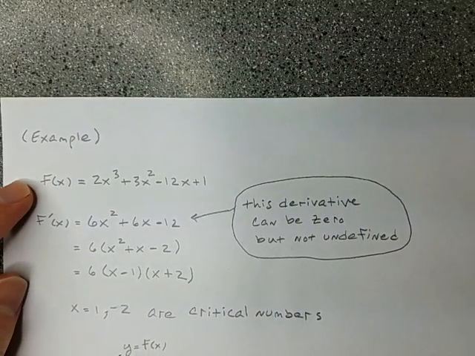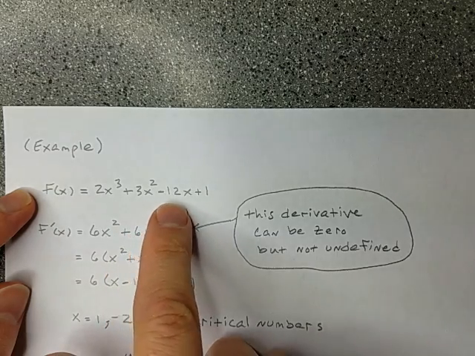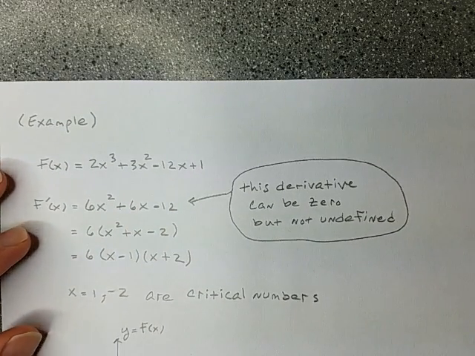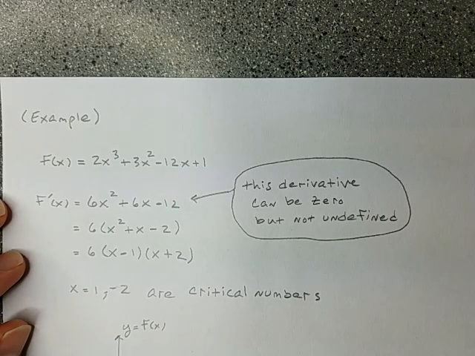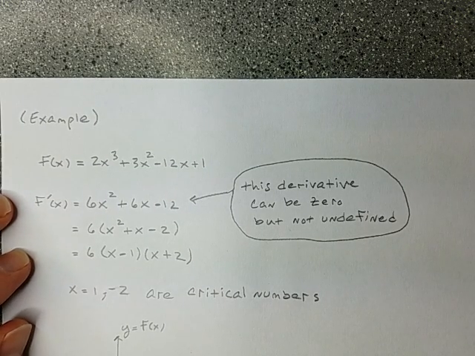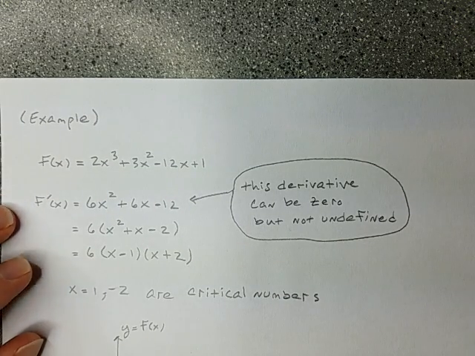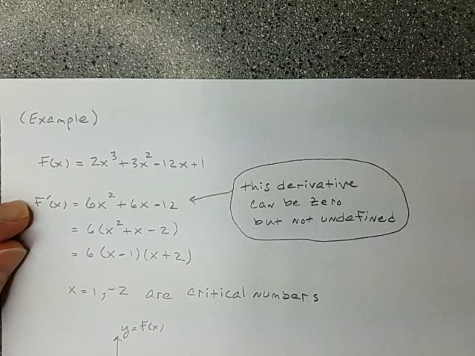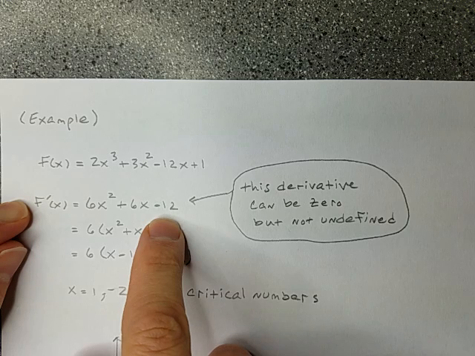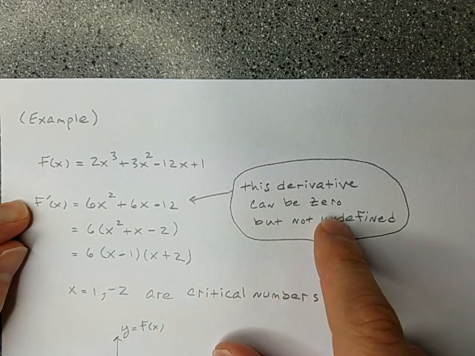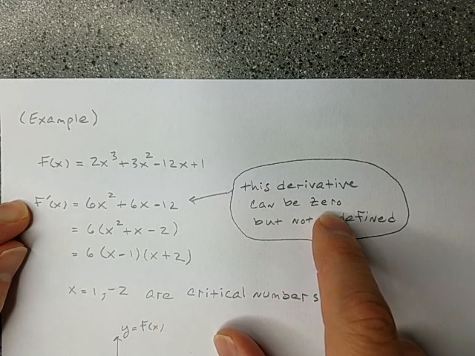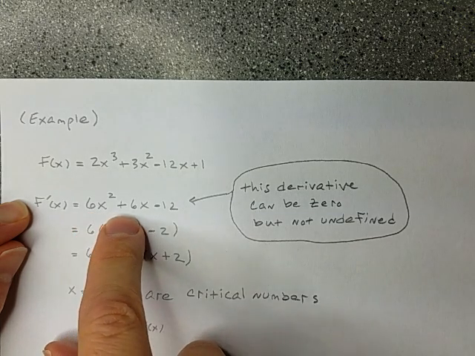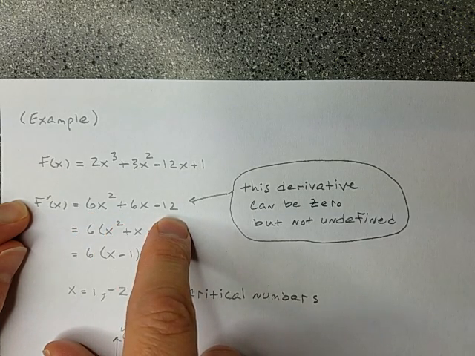So let's take this curve right here: 2x cubed plus 3x squared minus 12x plus 1. Now I said I wasn't going to get into the very fine details about the math in this video, and I'm not, but doing some of the math is essential. Alright, so here's the curve. Here's the derivative: 6x squared plus 6x minus 12. So this derivative could be 0. That's a possibility. But it's never going to be undefined. I mean, 6 times a number squared plus 6 times a number minus 12, that's always going to have an answer.